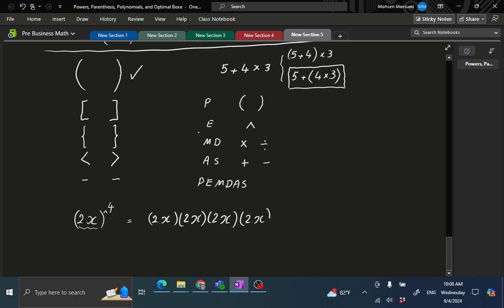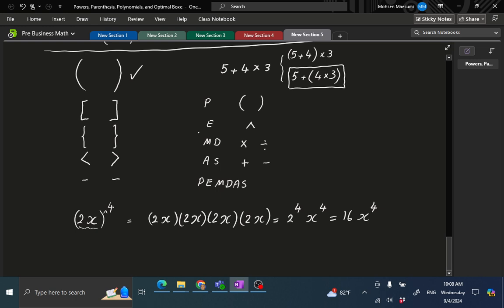2x, and of course now 2 times 2 times 2 times 2, that is 2 to the power of 4 and then x to the power of 4. Or if you want to expand it more, 16x to the power of 4.